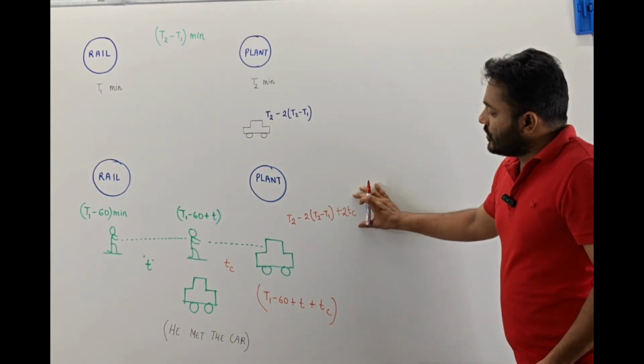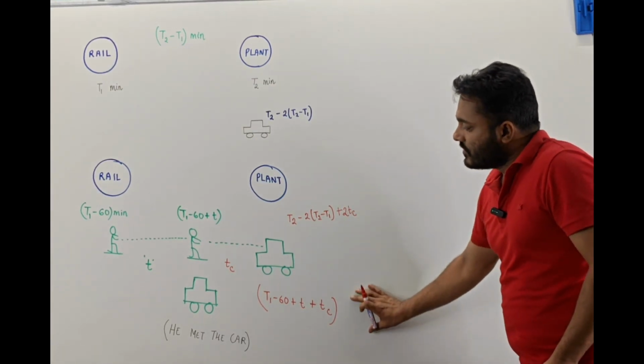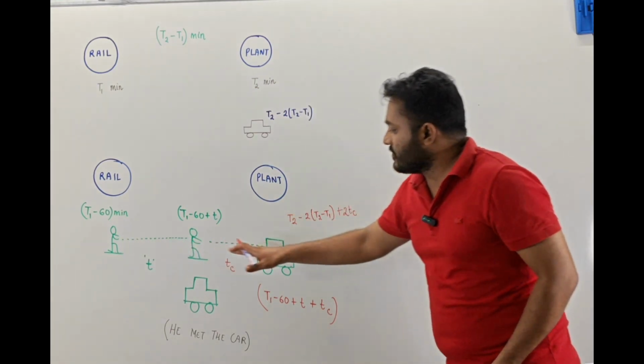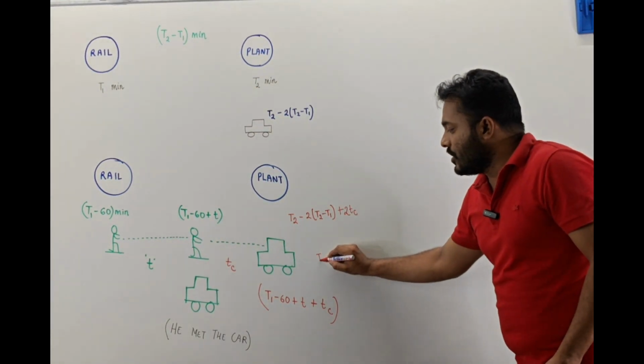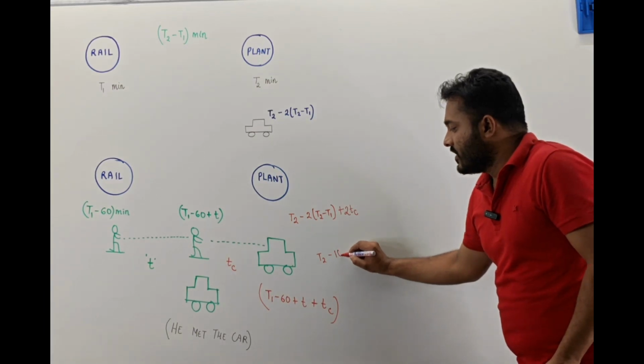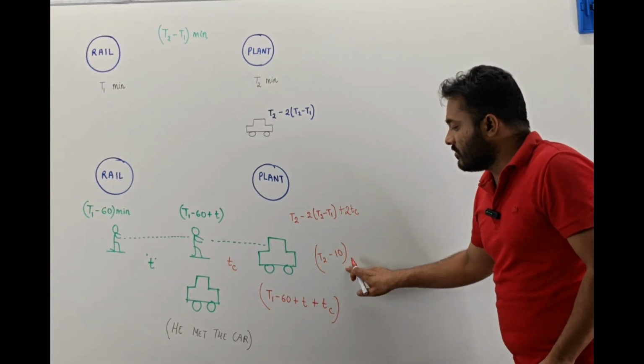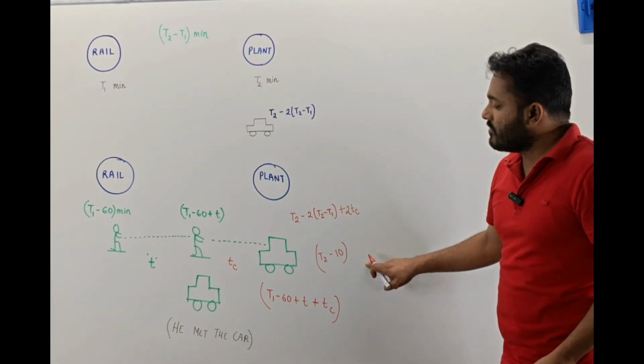So now we have these two time frames when the engineer arrives at the plant and when the car arrives at the plant, and it is equal to T2 minus 10, that is, he arrives 10 minutes before his usual time.